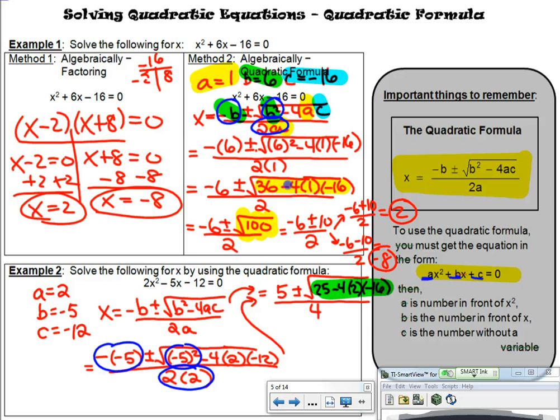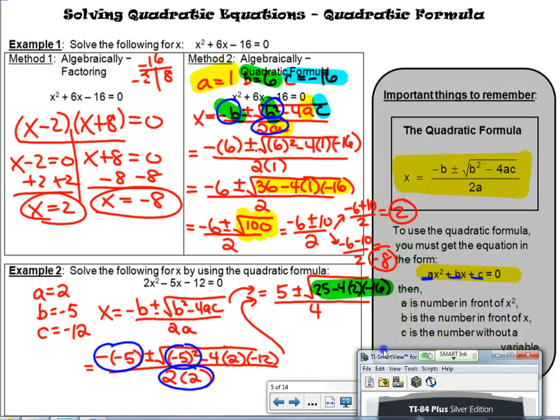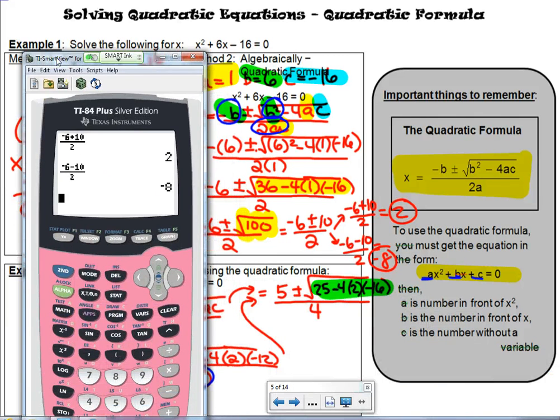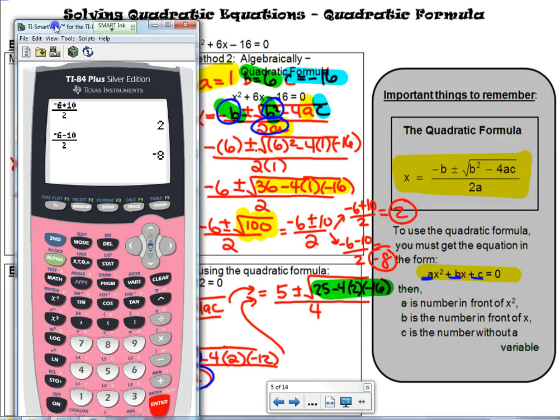All right, so first off, I have to know what's under the radical. So going to my calculator, I have to do the 25 minus 4 times 2 times negative 12 piece.